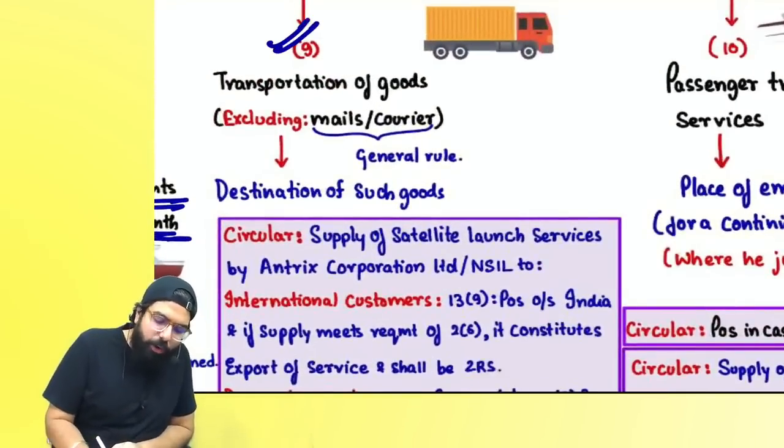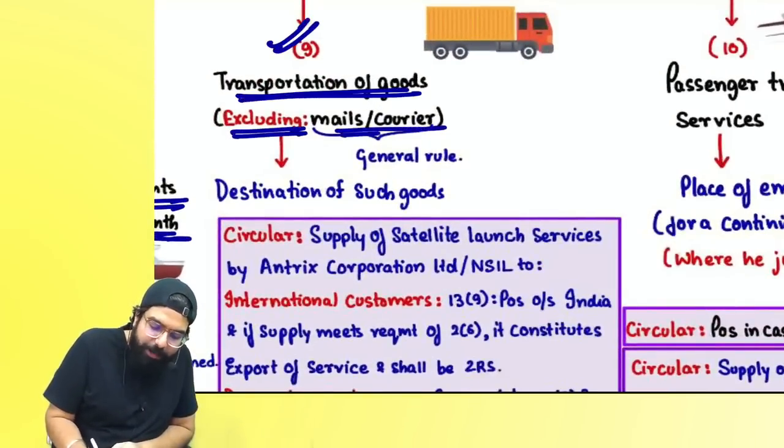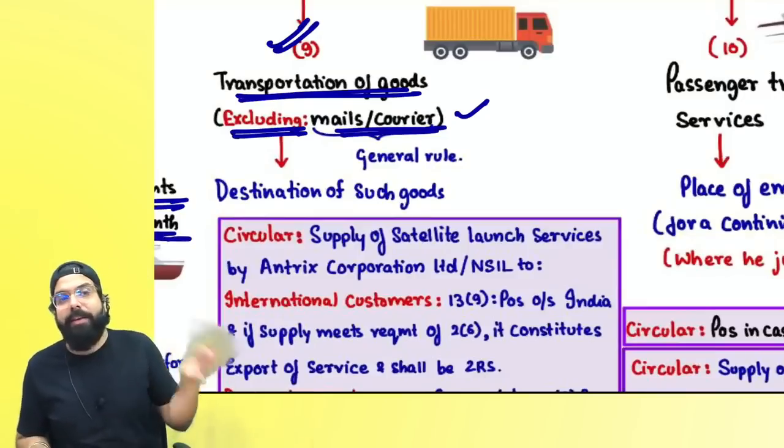Sir, section 12.9 talks about transportation of goods, excluding mail and courier, because in the case of mail and courier the general rule is applicable.